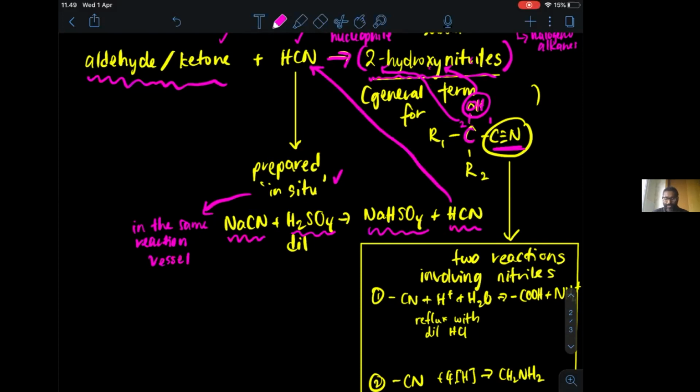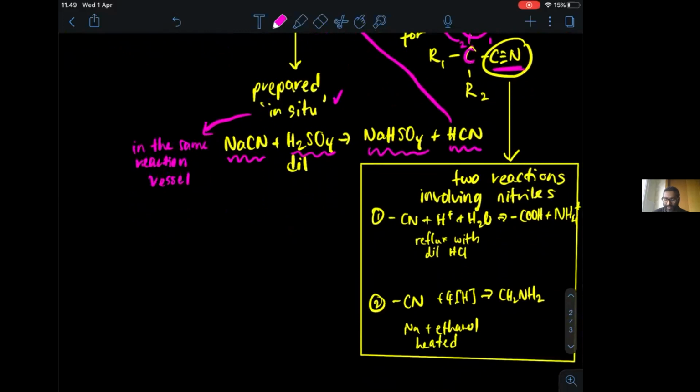Before we go into that reaction, they have mentioned that nitriles can undergo two reactions. One of the reactions we learned when we learned about carboxylic acid. When you reflux the nitrile with dilute HCl, you change the nitrile into carboxylic acid, and then ammonium ion. I want you to look at my PowerPoint slide on preparation of carboxylic acid. You prepare carboxylic acid by using nitrile, heating with dilute HCl to get carboxylic acid. It is one of the very important reactions.